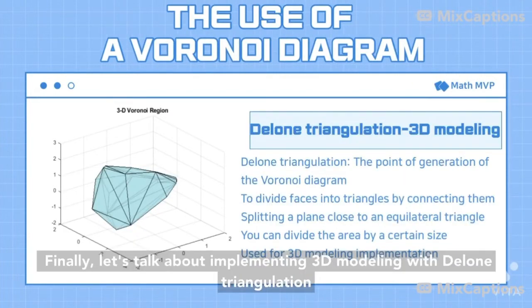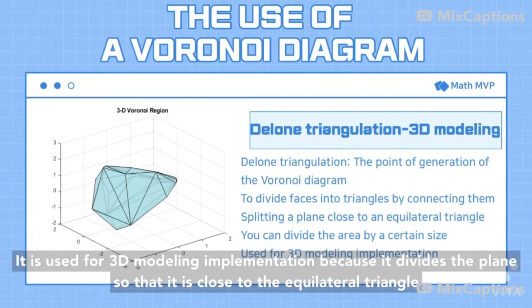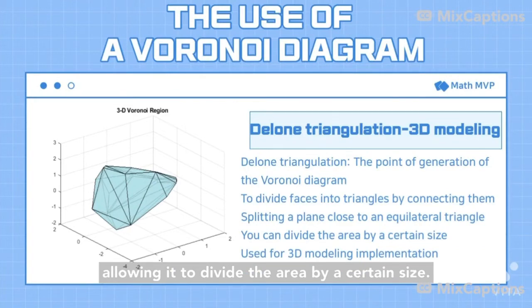Finally, let's talk about implementing 3D modeling with Delaunay triangulation. Delaunay triangular segmentation is a method of segmenting faces into triangles by connecting the generation points of the Voronoi diagram. It is used in 3D modeling implementation because it divides the plane so that it is close to the equilateral triangle, allowing it to divide the area by a certain size.